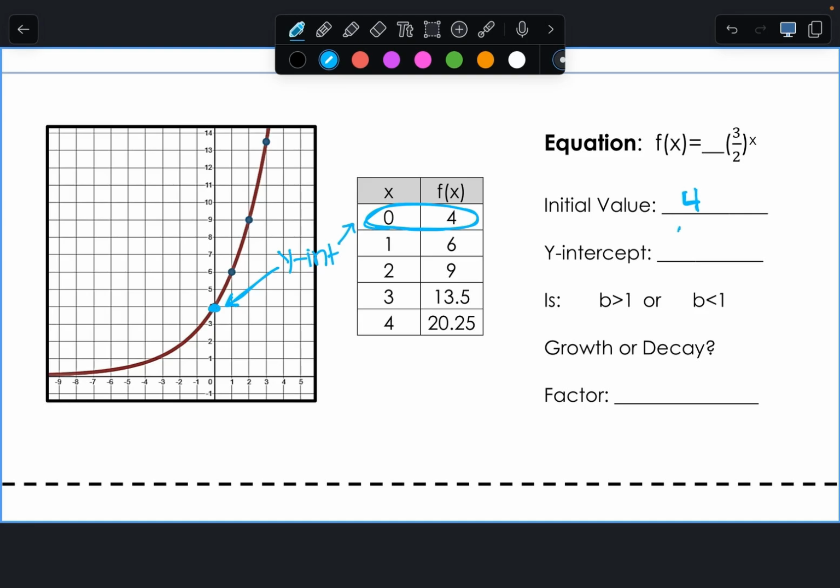All right, is this growth or decay? Growth. Is it greater or less than 1? Greater. How do you know it's greater than 1? 3 over 2 simplifies to 1.5. 1.5 is greater than 1. What else? It's going up on the graph. My y values are increasing. My line is going up from left to right.